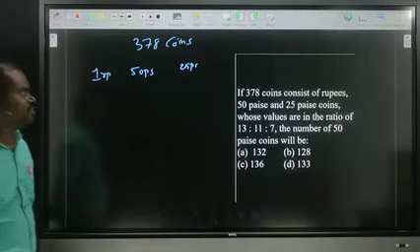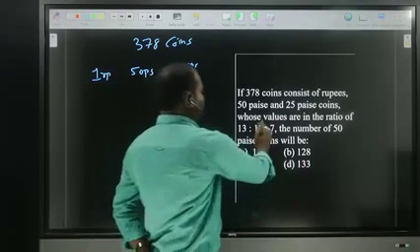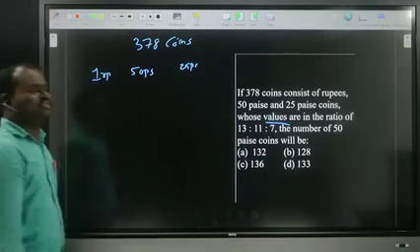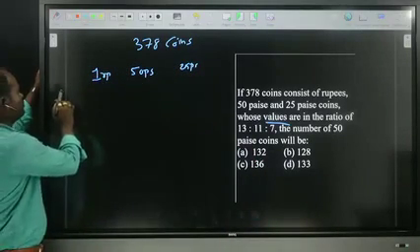And what is the one more condition? Their values are in which ratio? 13:11:7. Values.